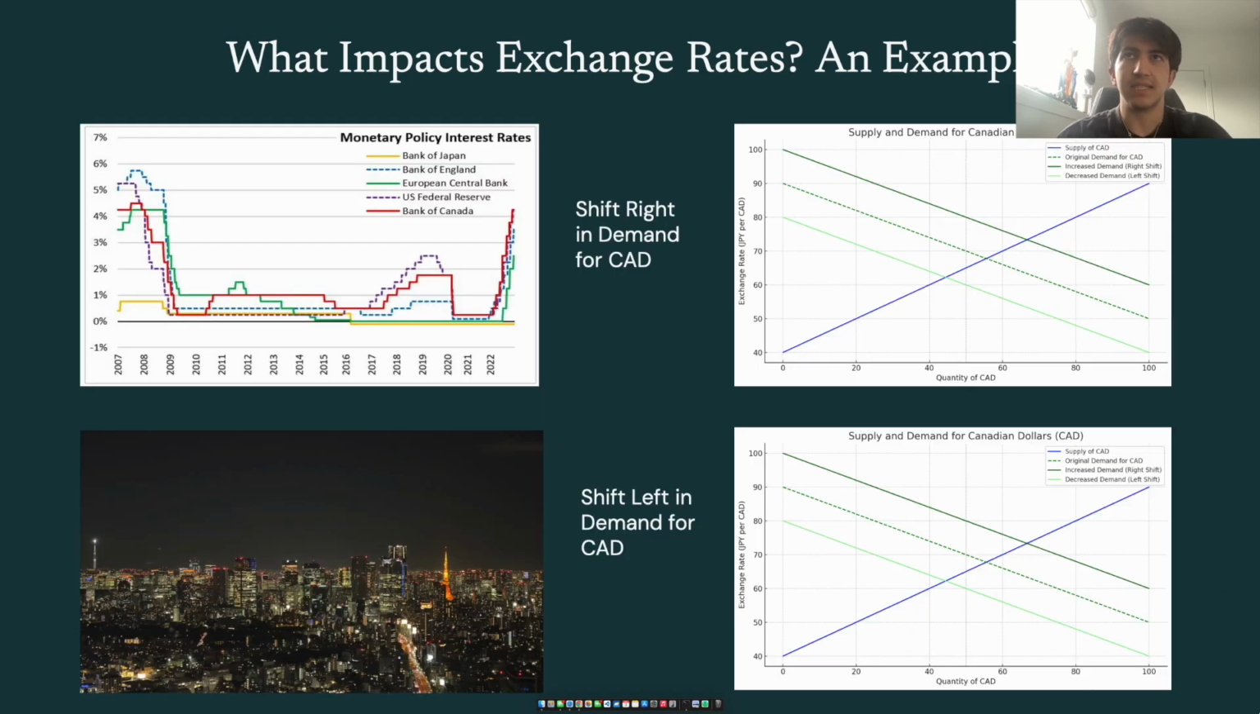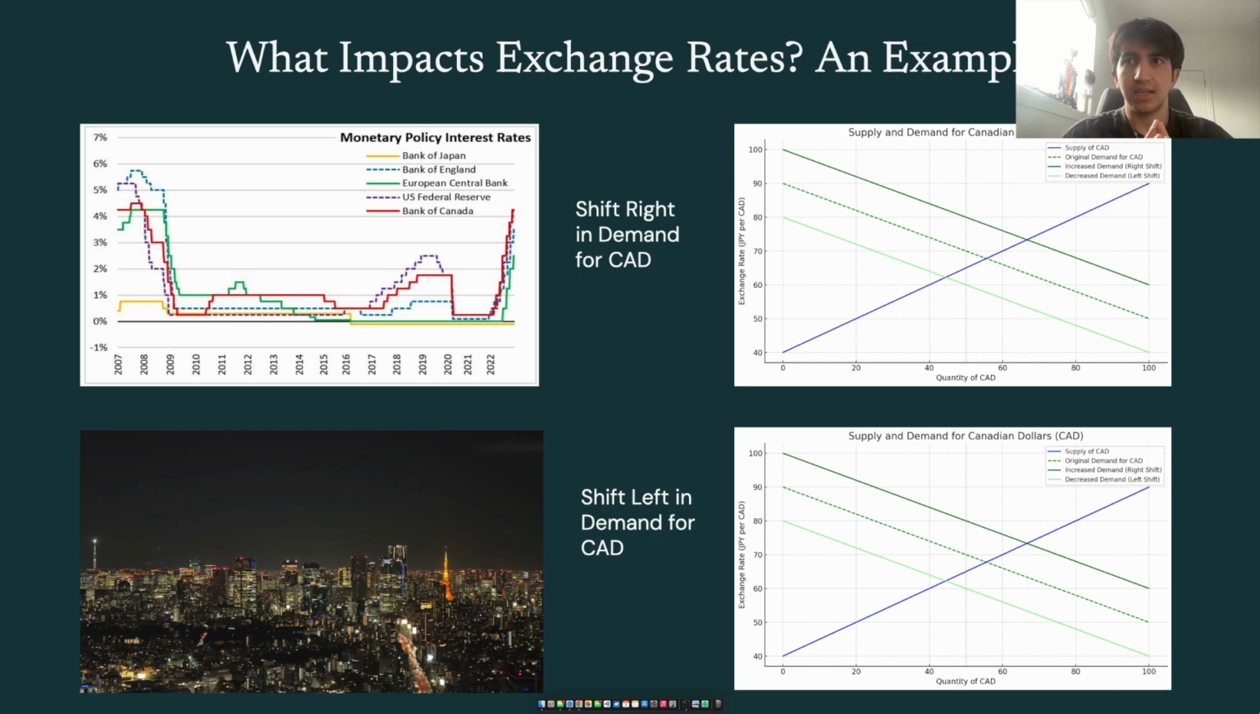The first example is the interest rate set by the national bank of each country. As you can see in this diagram, the yellow line represents Japan's interest rate, which is relatively low compared to other countries such as Canada's. This makes foreign investment more attractive for Japanese investors who may want to buy Canadian bonds rather than Japanese bonds. This would shift the demand curve for Canadian dollars right, increasing the demand for Canadian dollars.